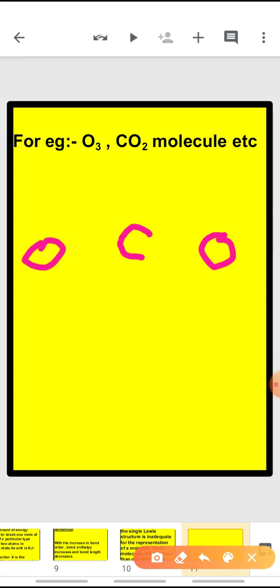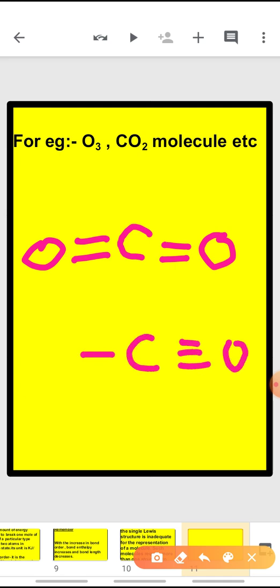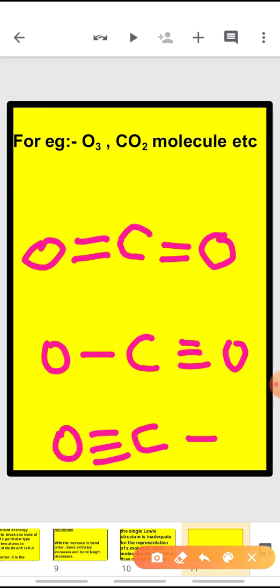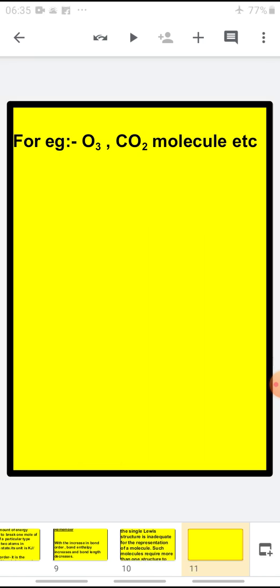Now children, many a time the structure is like this, double bonds. Many a time the structure is like this, triple bond here and a single bond here. Now sometimes the structure can be drawn like this, triple bond here and a single bond here. So these three molecules represent the resonating structures, or the canonical forms. These are the three resonating structures of the carbon dioxide molecule.